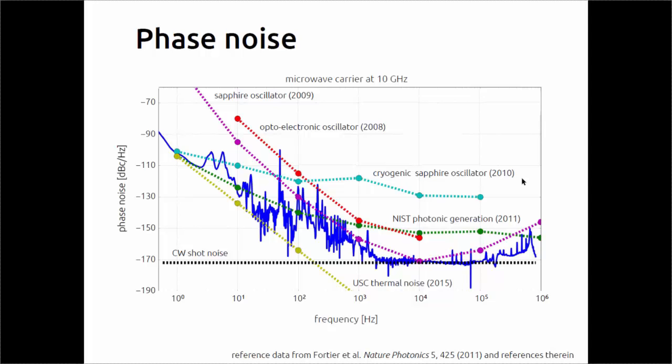The blue curve here is the noise performance of the system we put together, and here I'm trying to compare it with state-of-the-art performance of other systems. It's clear that we are beating the performance of all of them in all frequency bands. And that's probably the lowest phase noise microwave signal ever generated.